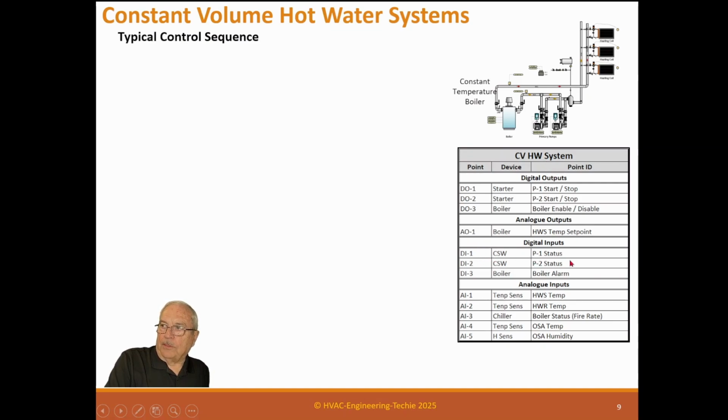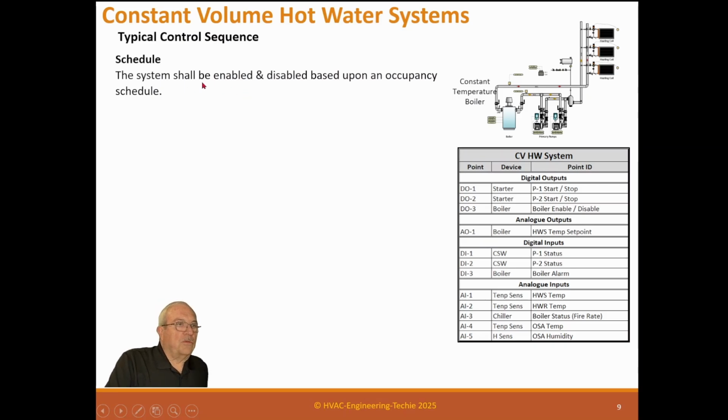DI1, digital input 1, is the P1 status, these current switches. P2 is a current switch to tell if it's running. P3 is a boiler alarm which comes out of the boiler panel. Analog inputs would be A1 would be the hot water supply temperature, A2 would be hot water return temperature, and A3 would be boiler status. It could be the fire rate, or it might be an alarm. And then we have an outside air temp and outside air humidity. And these are normally global points, but they come in normally to this panel and are distributed to the air handlers if they need it. And that's the point list for a simple hot water system.